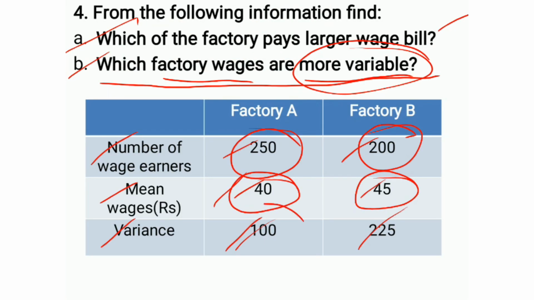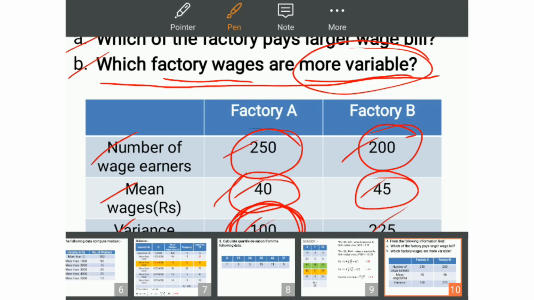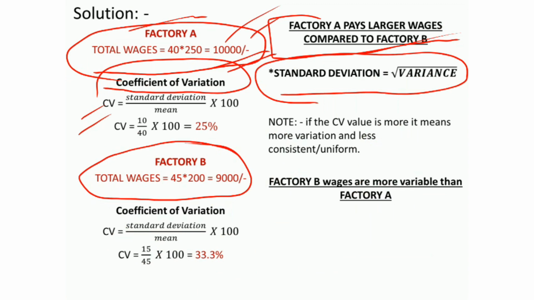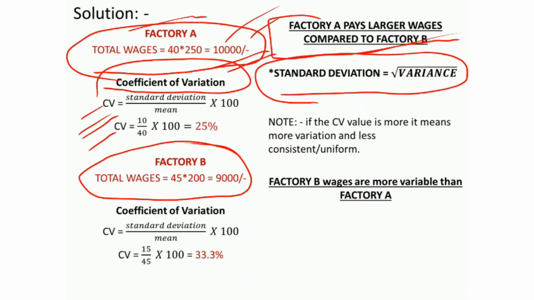So what is the variance of factory A? This is 100. Then what is the standard deviation of this? Square root of 100, you will get 10. So this 10 value will be used in the formula. So what is CV for factory A? Standard deviation is 10 divided by 40. 10 divided by 40 into 100, that is 25%.